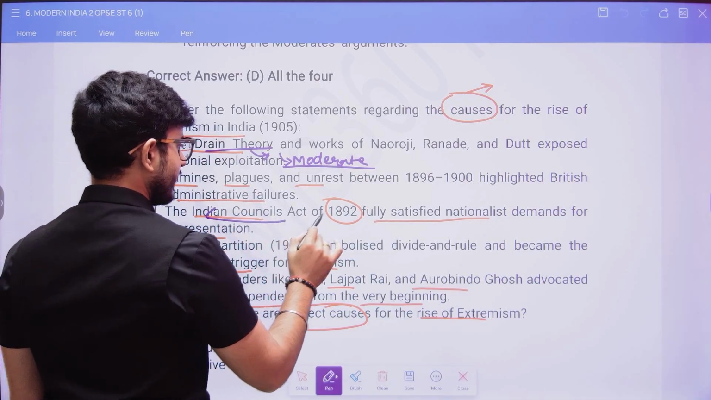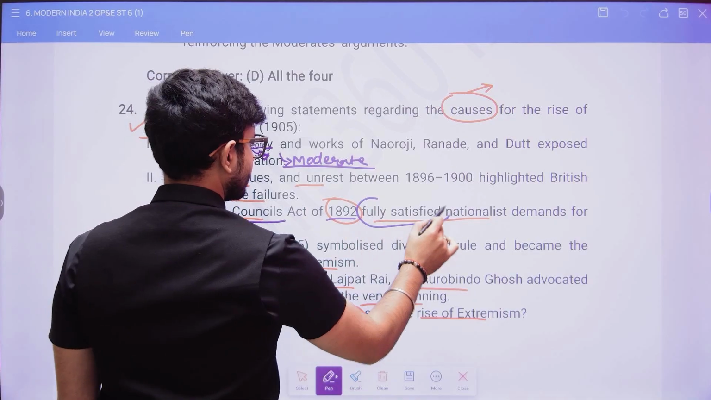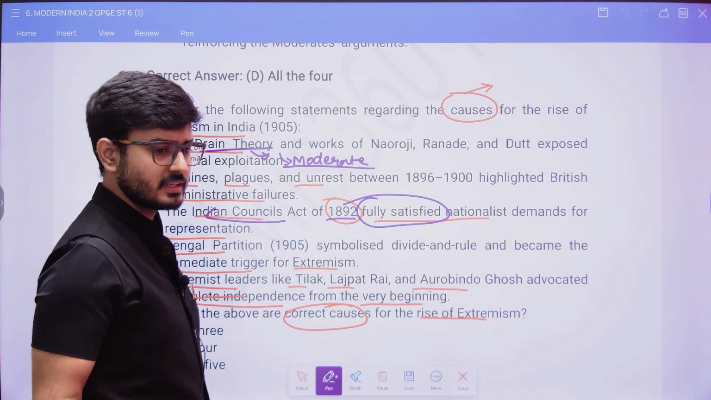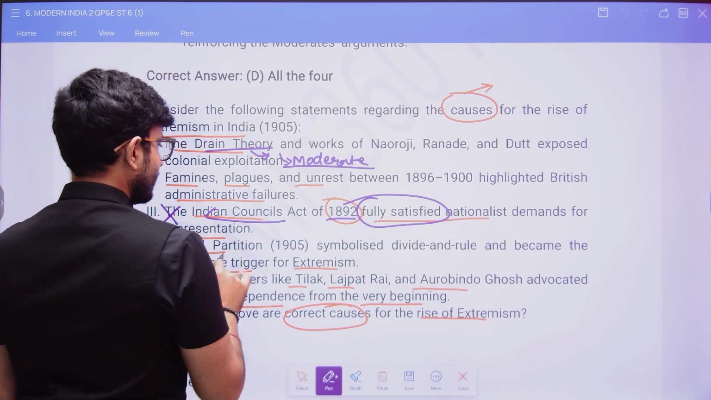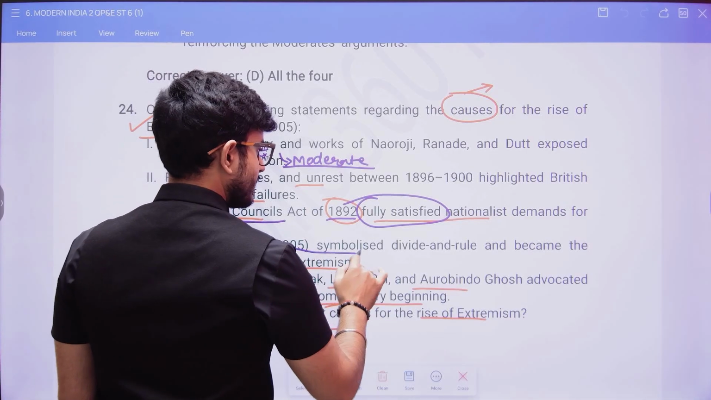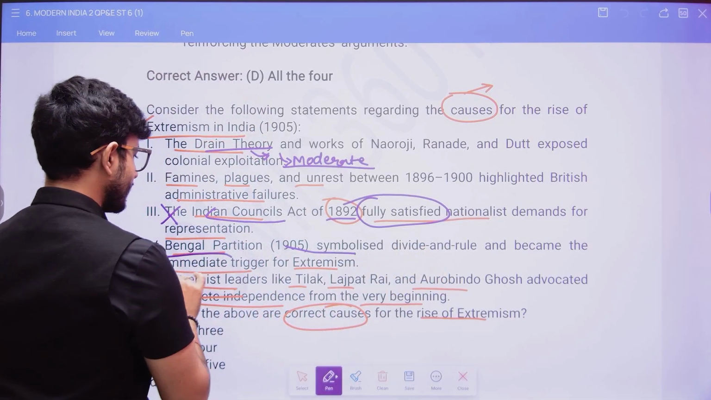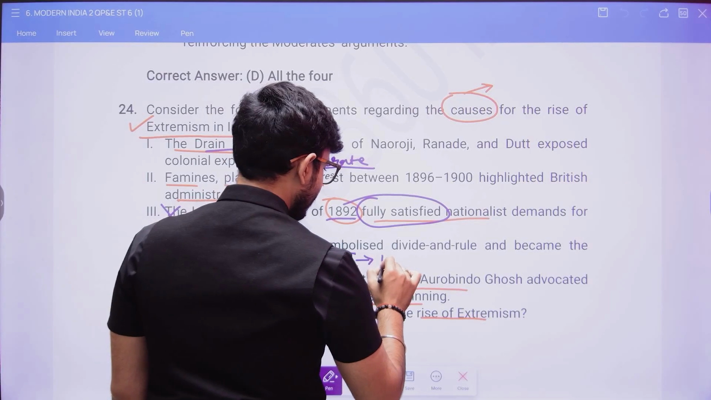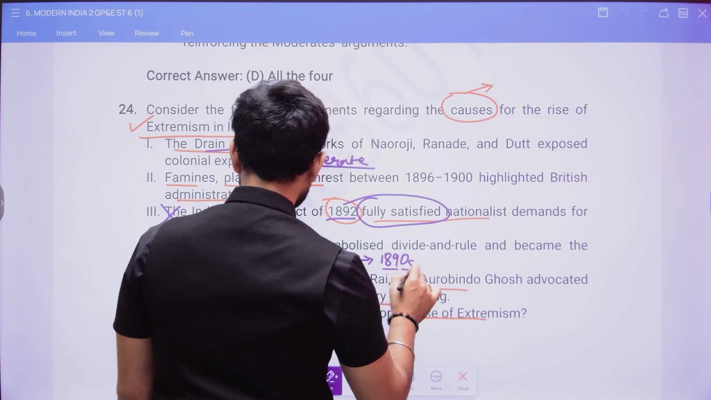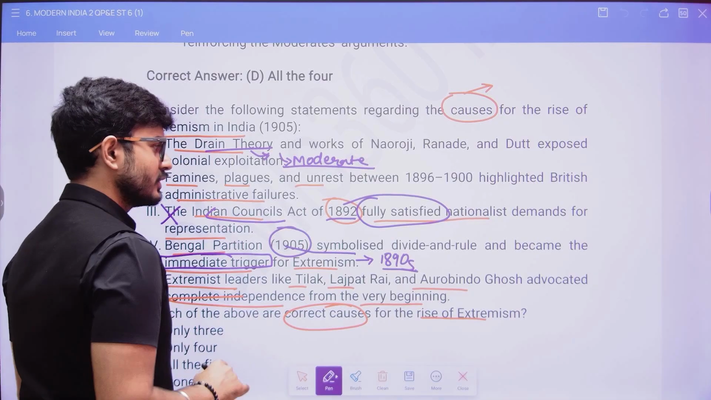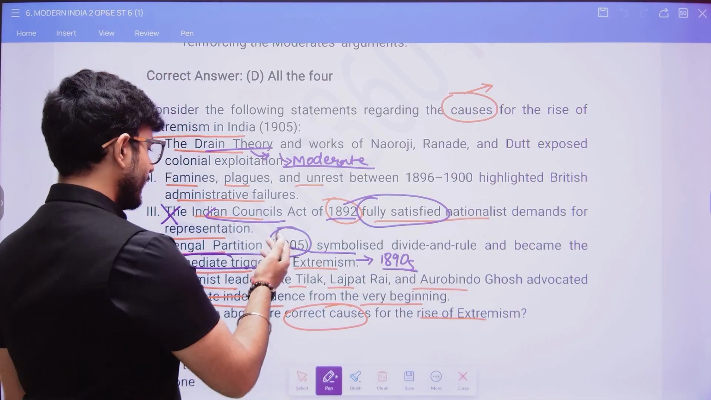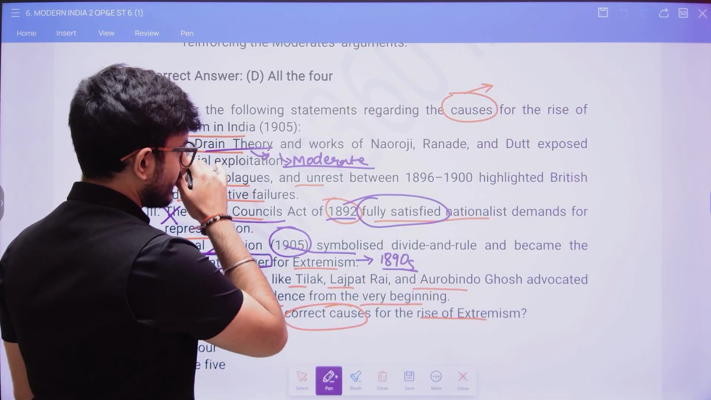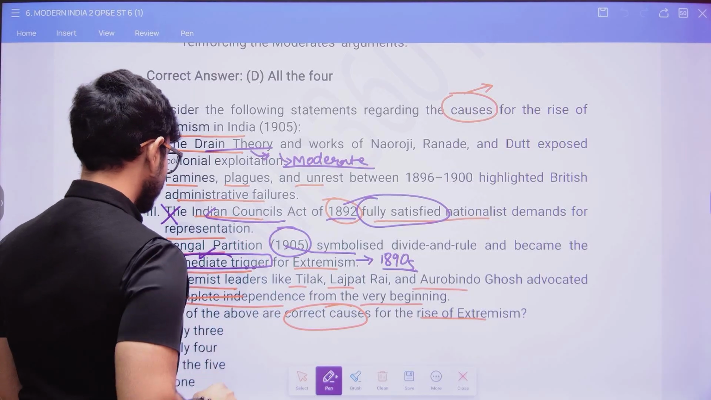The Indian Councils Act 1892 fully satisfied the nationalistic demands. Did it fully satisfy? Obviously not, so that is why it is wrong. The Bengal partition symbolized divide and rule and became the immediate trigger for extremism. Did it? No. The extremist people were prevalent from the 1890s itself, and the Bengal partition happened in 1905. So how can that happen? It was not the immediate trigger, but their coming into majority was the immediate trigger. So that is why this is not there.